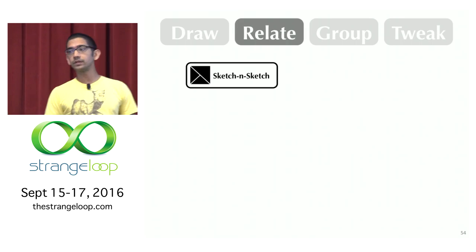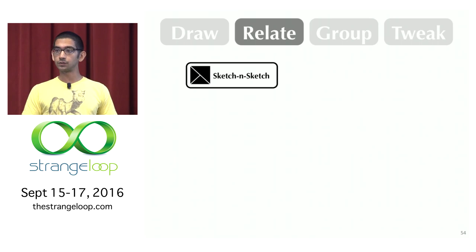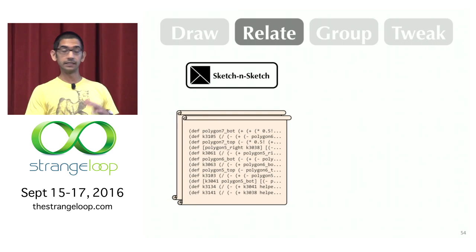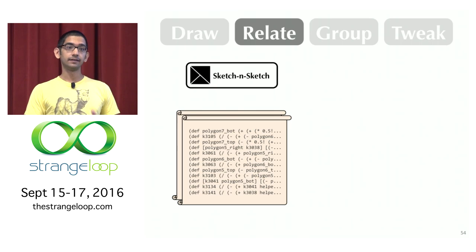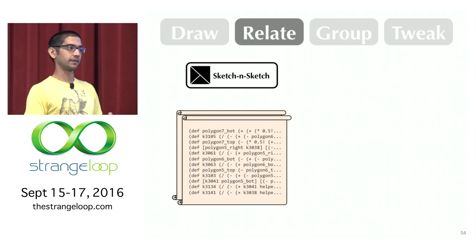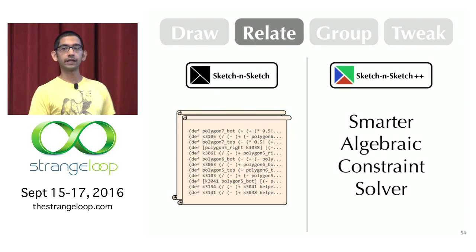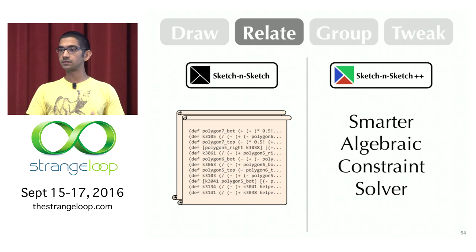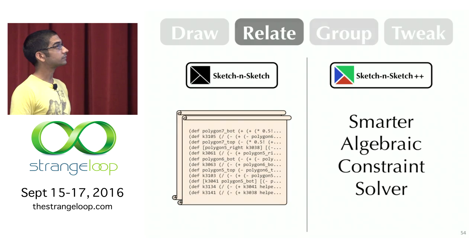So in our demo, we saw many cases where Sketch-n-Sketch could introduce a variable to relate two expressions. In more complicated cases, Sketch-n-Sketch sometimes inserts a really complicated, very verbose arithmetic expression that is mathematically correct, but is not something that you would write by hand. And so in the future, we plan to incorporate a smarter algebraic constraint solver that can simplify these expressions much more effectively before inserting them into the program.